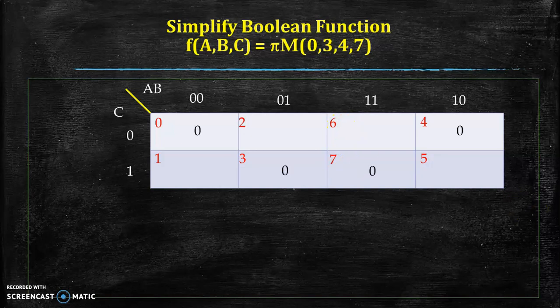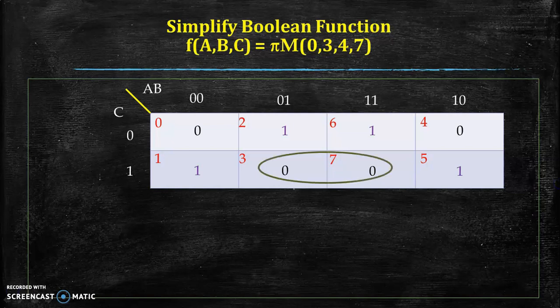We have to enter zeros as per the given max terms, and we have been given max terms 0, 3, 4 and 7. So in 0, 3, 4 and 7 we have entered zeros. In all remaining cells we enter ones, and now we have to see for possible groups. In case of POS, we have to prepare groups of 0.